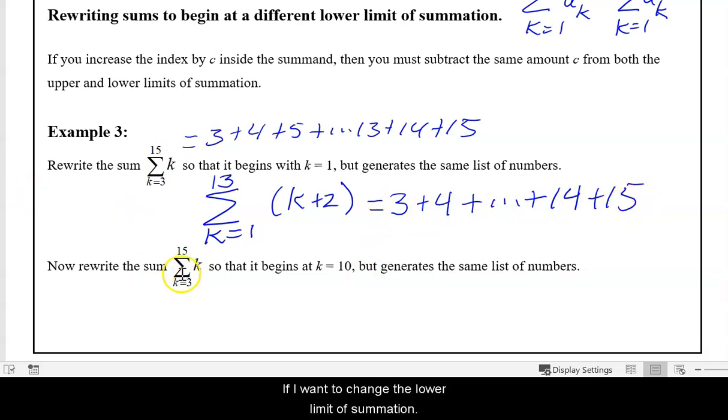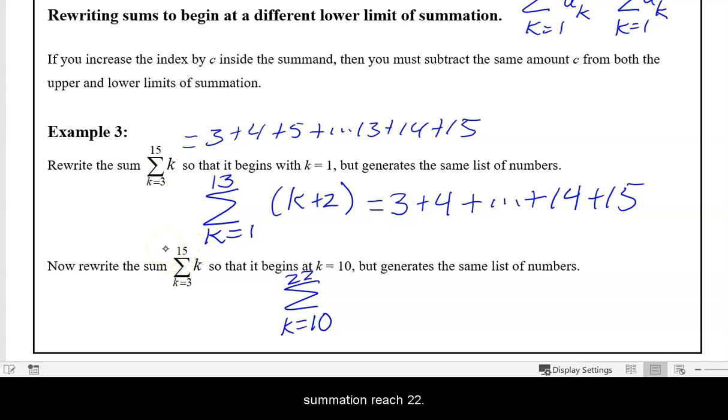If I want to change the lower limit of summation from 3 to 10, I need to add 7. So I will add 7 to the lower limit of summation to reach 10, and then I will add 7 to the upper limit of summation to reach 22. To compensate for that change, since I added 7 in the sigma symbol, I need to subtract 7 in the sum end. That will give me k minus 7.